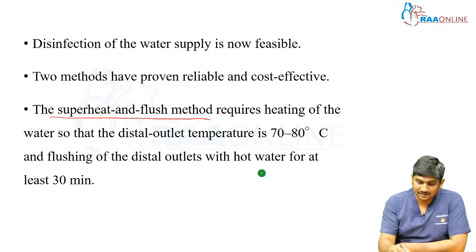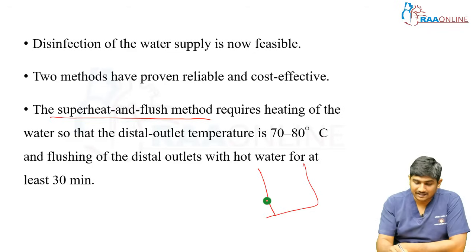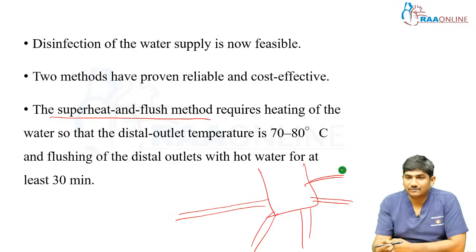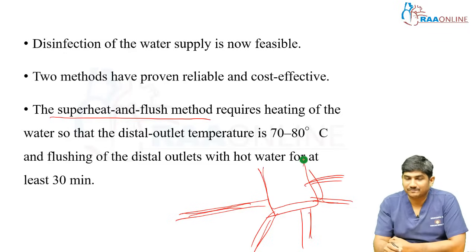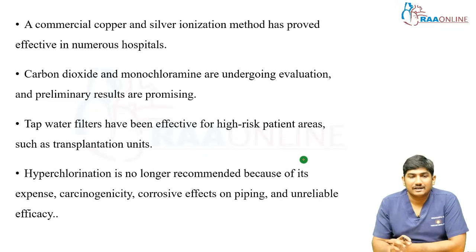When there is a water reservoir and it is infected with Legionella, we usually don't take samples only from that particular reservoir to check for improvement, right? If it has 10 pipelines, we go and check all 10 distal pipelines for positivity of Legionella there, because biofilms can form everywhere. So only cleaning the reservoir is not going to help you. So this is one technique, the superheat and flush technique, where you increase the distal outlet temperature to 80 degrees Celsius and flush it out for 30 minutes. A commercial copper and silver ionization method has proved effective in numerous hospitals.